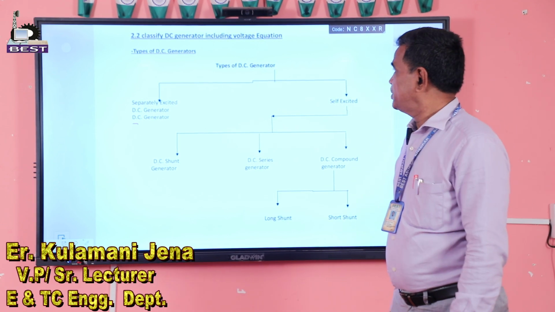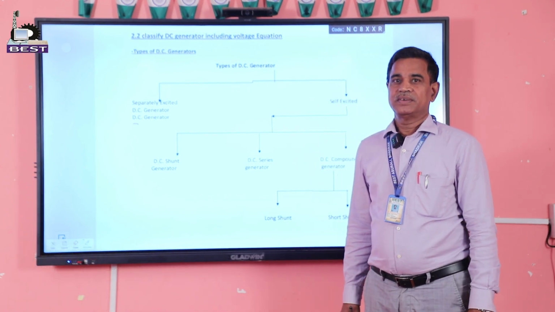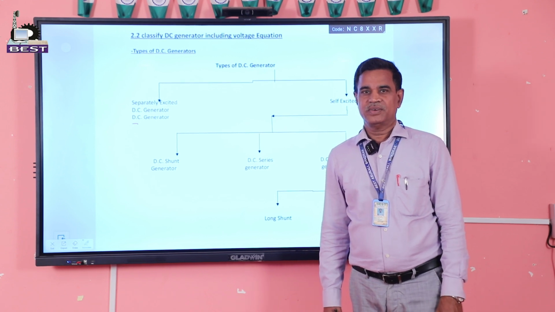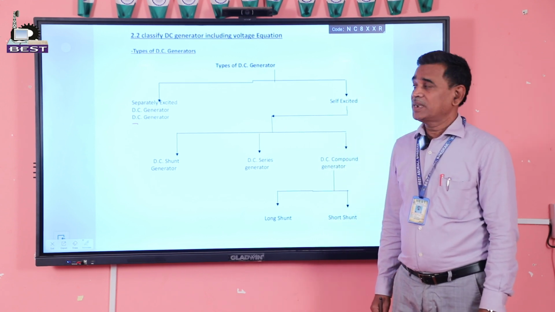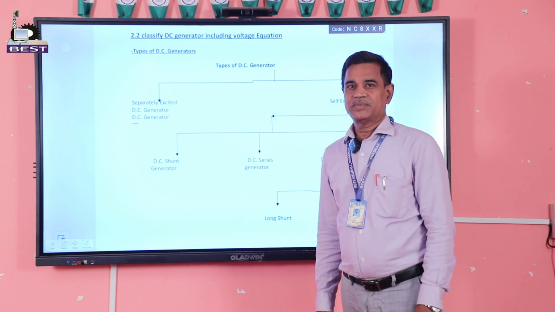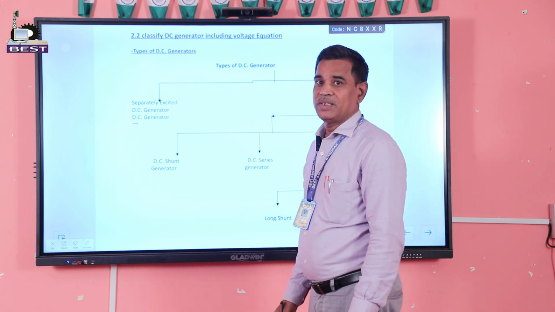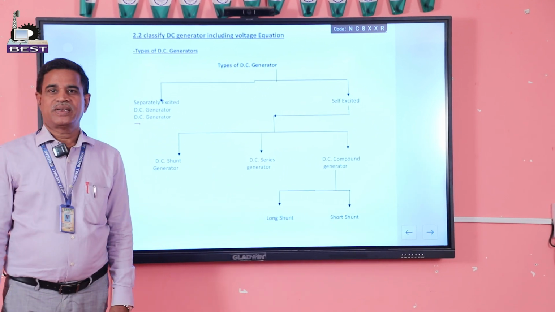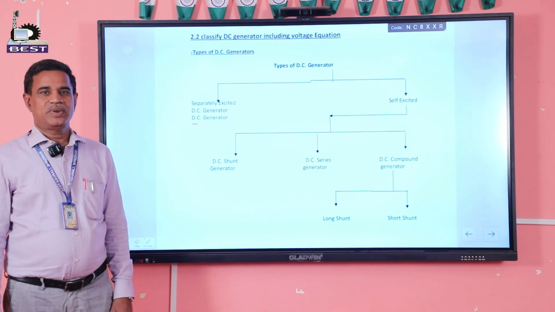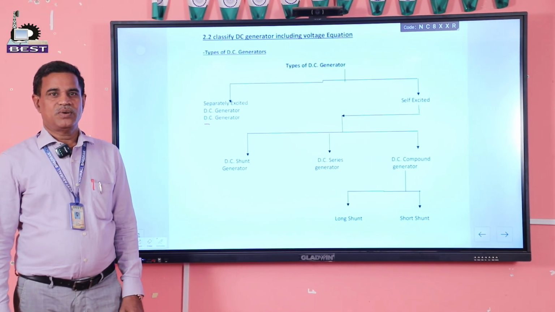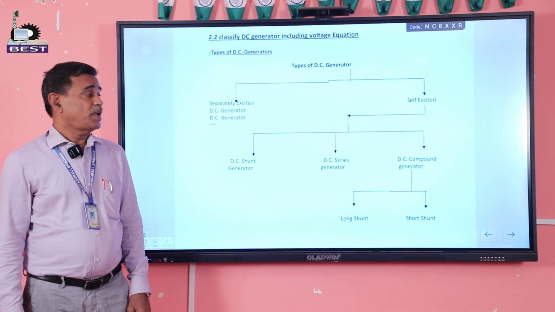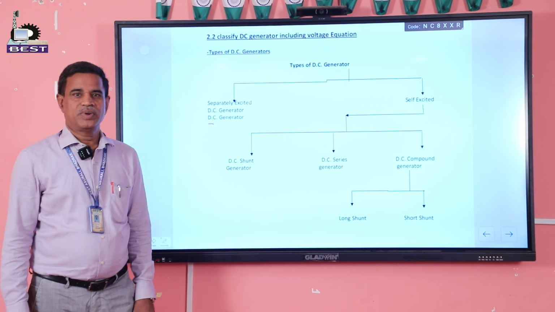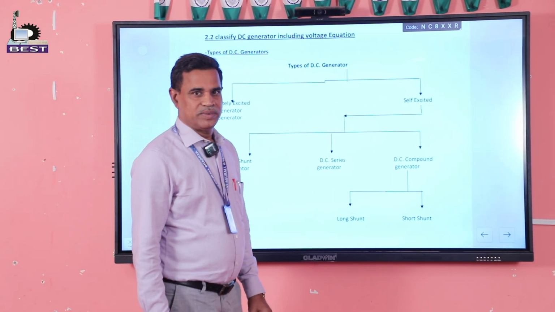In the previous class we discussed generators and their construction. Today we will discuss the types of DC generator. A generator is a device which converts mechanical energy to electrical energy. Earlier we already discussed construction, so now we go to the types of DC generator depending upon the connection of its field winding.